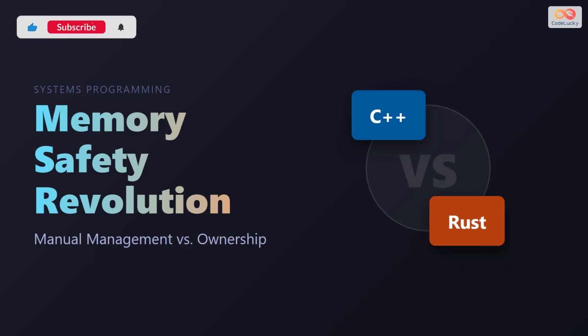Specifically, we are looking at the memory safety revolution. For decades, C++ has been the king of high-performance software, from video games to operating systems. But it comes with a dangerous flaw: manual memory management. Rust has entered the arena promising the same speed, but with guaranteed safety. Let's understand how they compare.